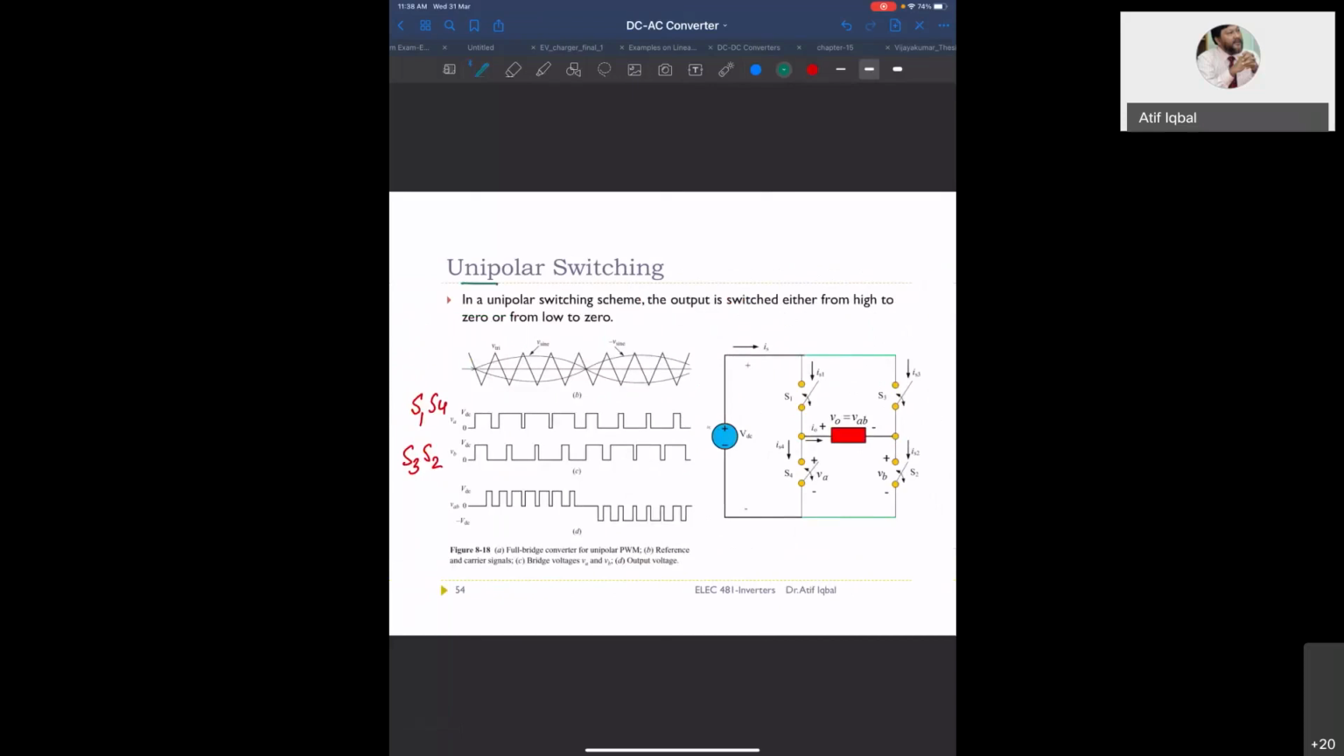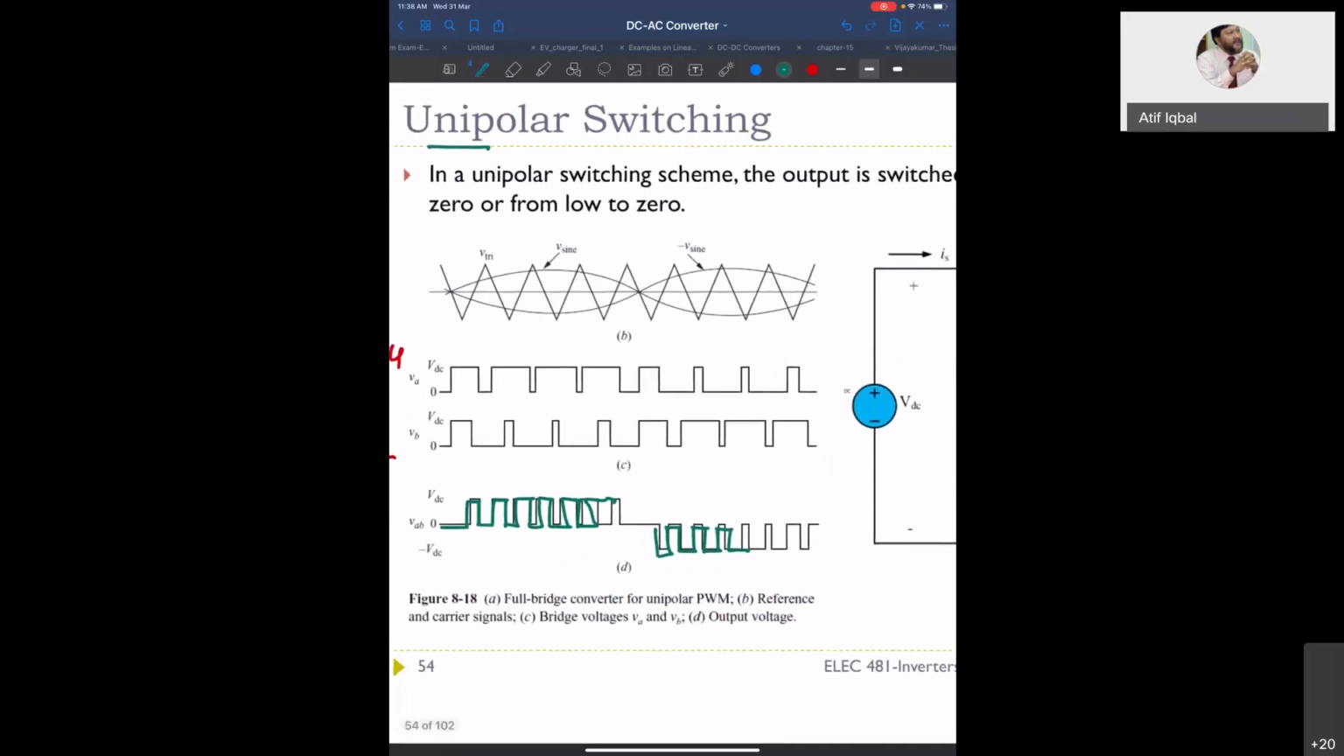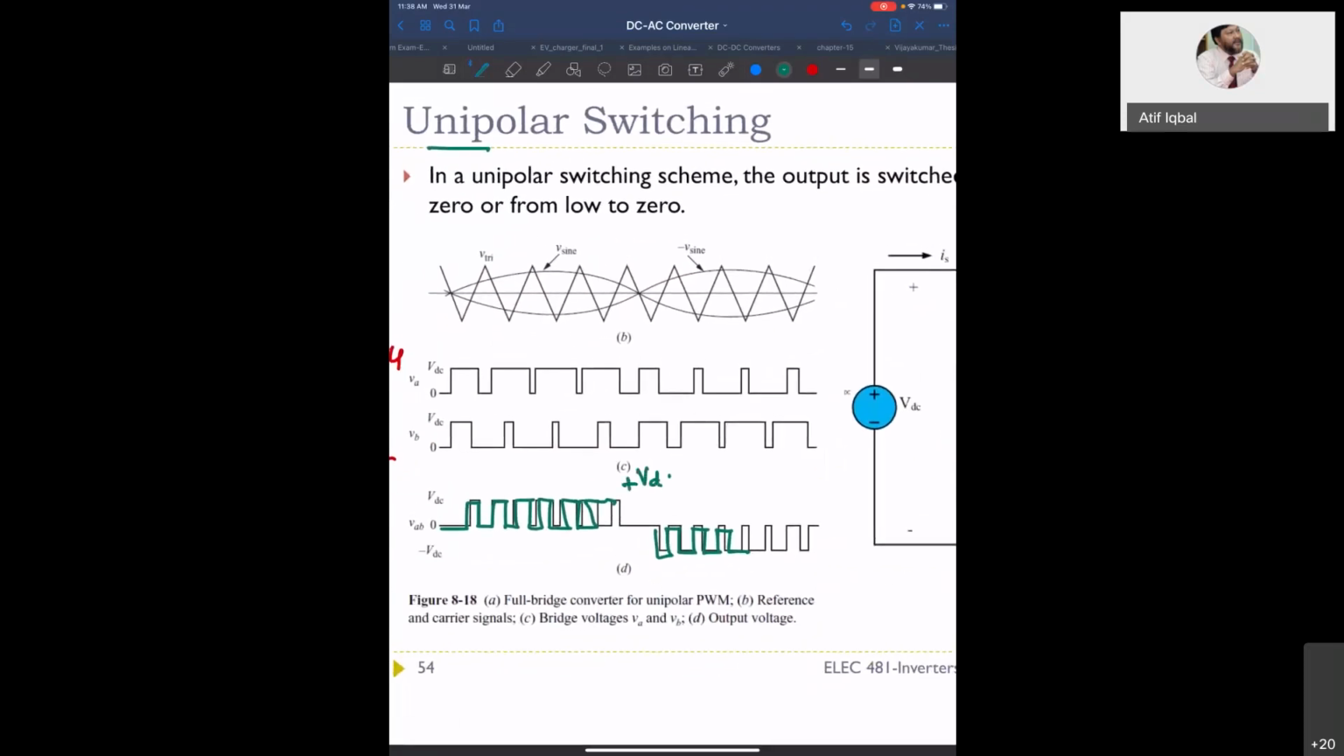Now another is called unipolar PWM. In the unipolar switching, your output you get like this: plus VDC, 0, plus VDC, 0, plus VDC, 0. Then in the negative cycle, negative VDC, 0, negative VDC, 0. So it only varies. It goes from plus VDC to 0. Then in the negative cycle, it goes from minus VDC to 0. Okay. So what is dV by dt in this case?